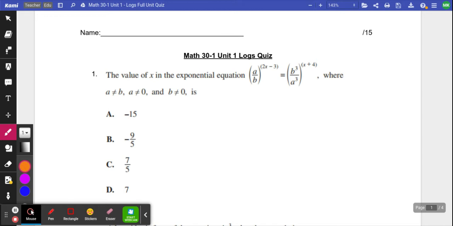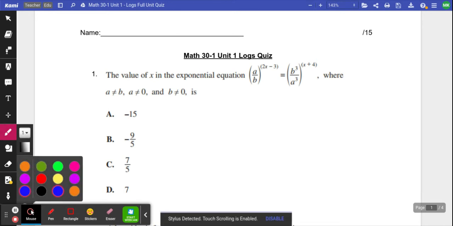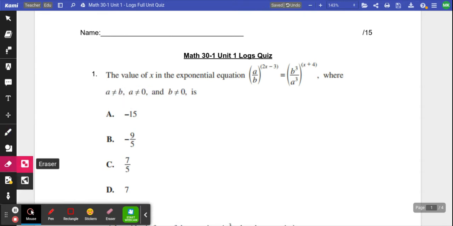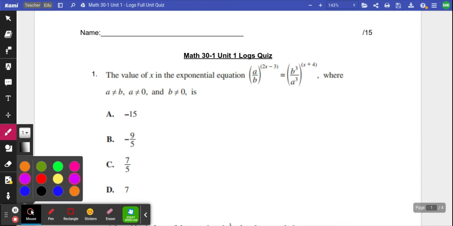Number 1. The value of x in the exponential equation, then they give you that crazy looking equation where a can't equal b, a can't equal 0, and b can't equal 0 is. This information is pretty much irrelevant to us, right? It's just making the question possible. Those are restrictions on the letters A and B, just to make it so the question actually is functional and makes sense. Next thing, it's asking me to find x, the value of x.